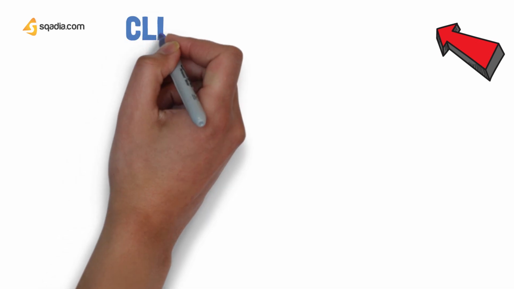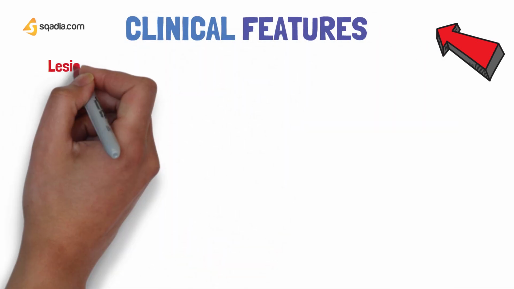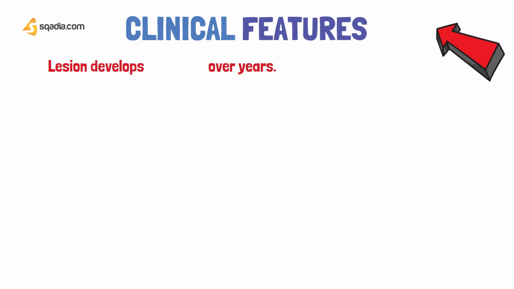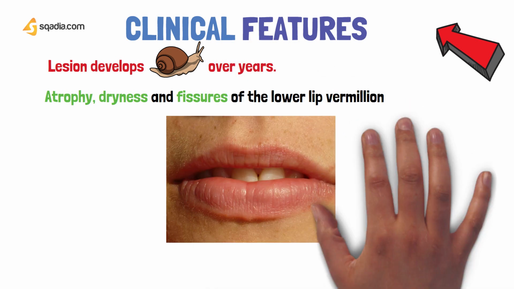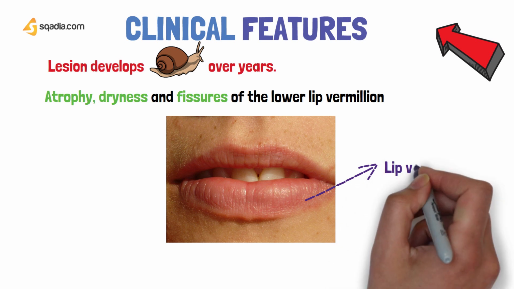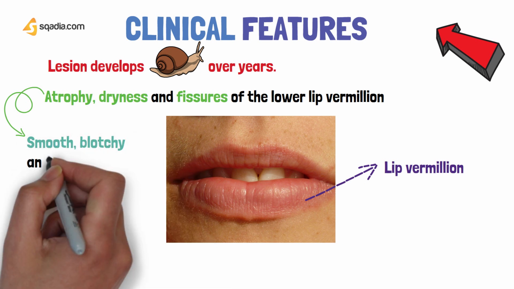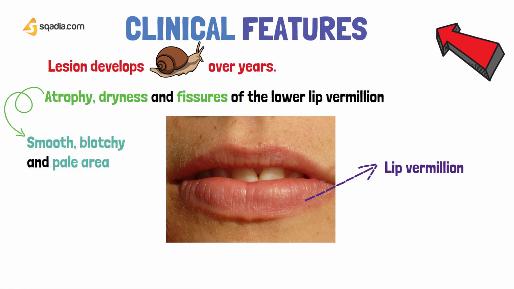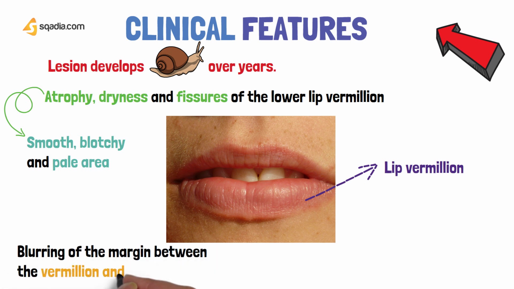Now, let's look at some of the clinical features that the actinic cheilitis shows. The lesion develops slowly over years. It appears as atrophy, dryness, and fissuring of the lower lip vermillion. The lower lip vermillion is basically an area which is just adjacent to the skin. The atrophy appears as a smooth, blotchy, pale area, and the reason for this will be discussed in the histopathological section. We will also witness blurring of the margin between the vermillion and the skin.